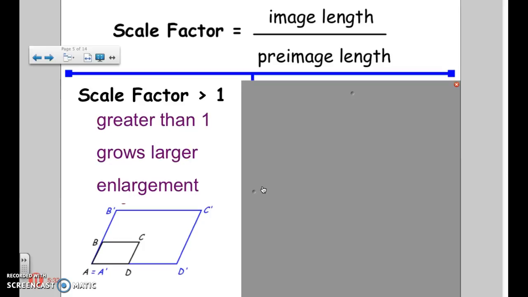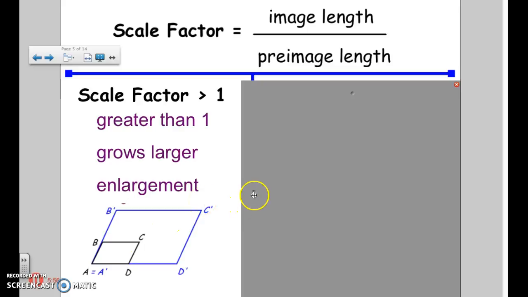This is called an enlargement. So if you look at your picture, point A is going to stay exactly where it's at if it's on 0, 0. But if I look at B to B prime, you can see that it is growing larger. Same thing about D to D prime and C to C prime.